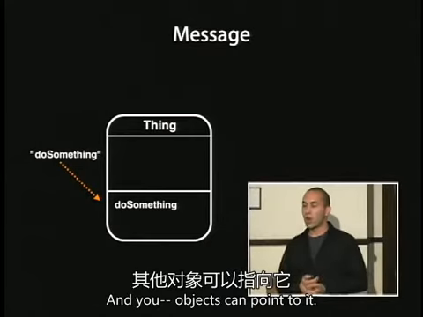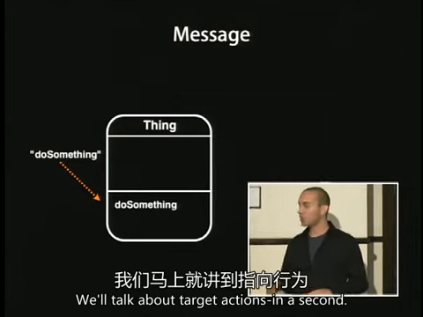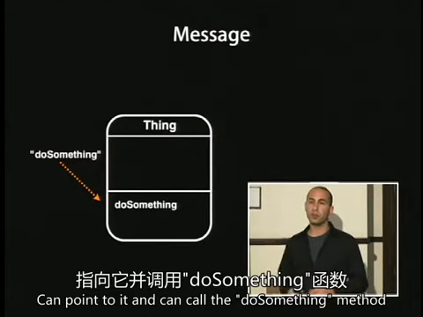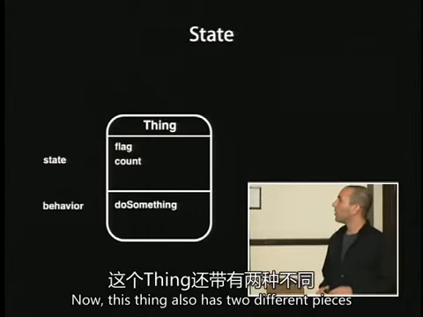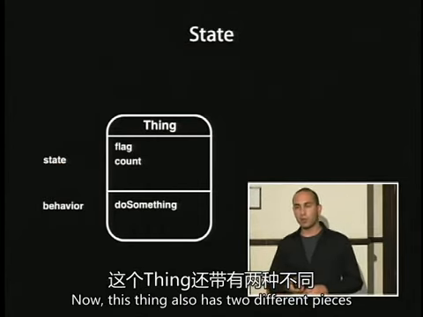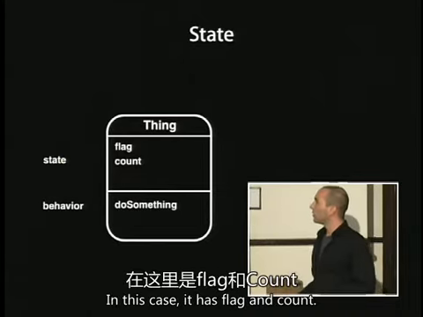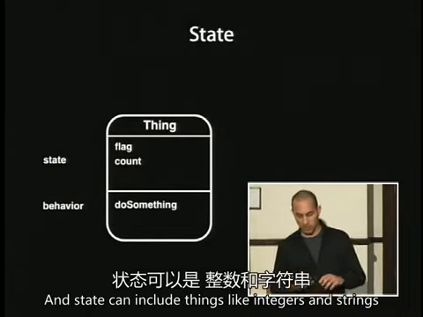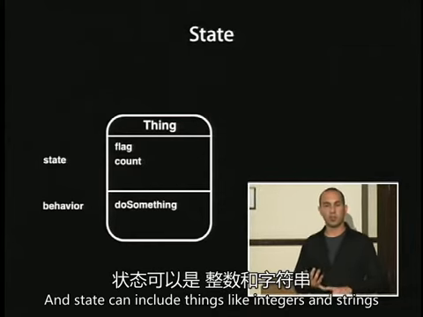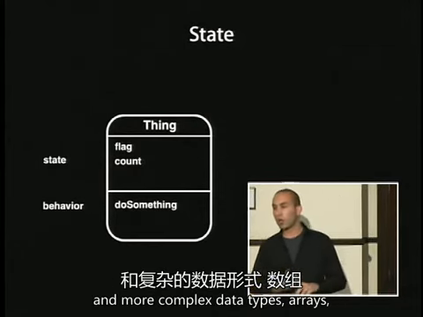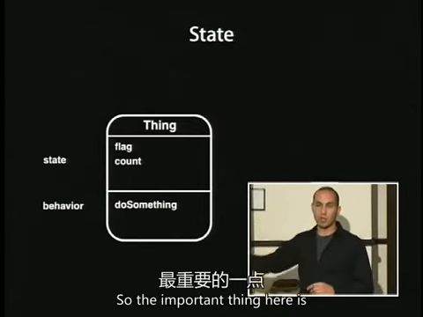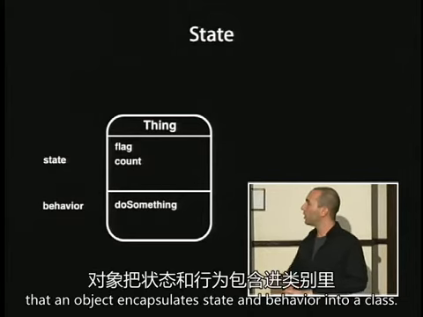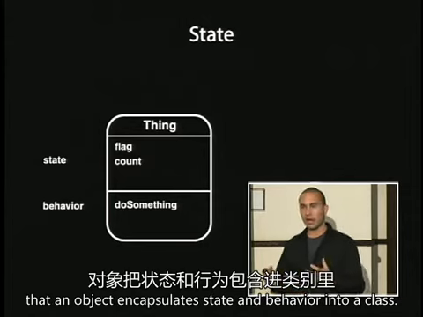And objects can point to it. We'll talk about target action in a second. They can point to it and can call the doSomething method on an object that you've instantiated. Now, this Thing also has two different pieces of state. In this case, it has flag and count. And state can include things like integers and strings and more complex data types, arrays, dictionaries, that kind of stuff. But this is an object, right? So the important thing here is that an object encapsulates state and behavior into a class.